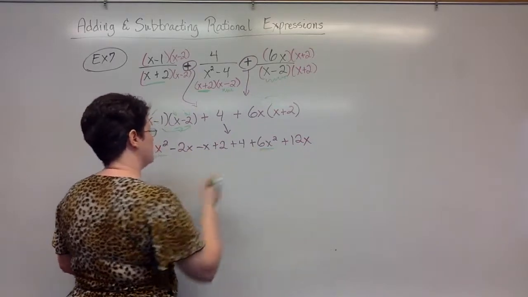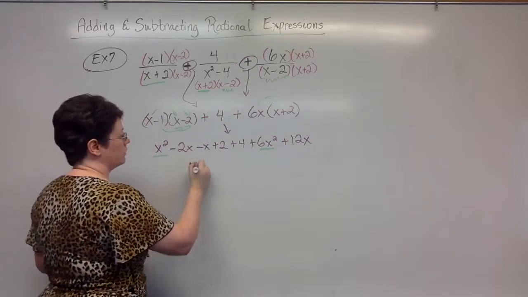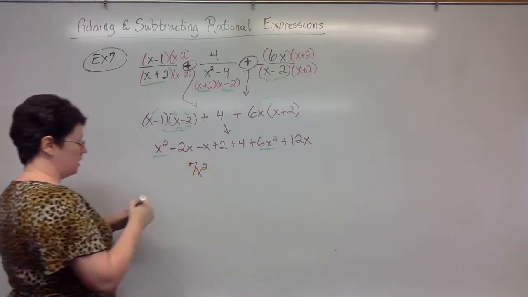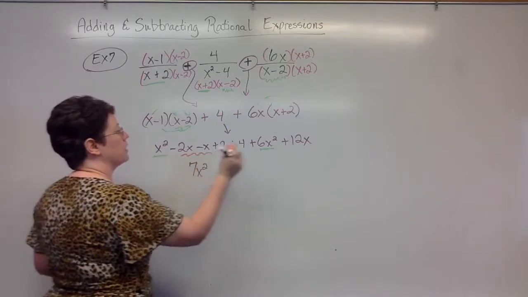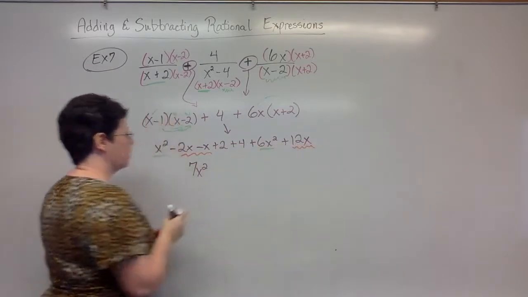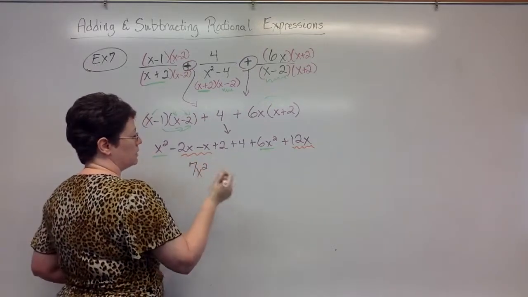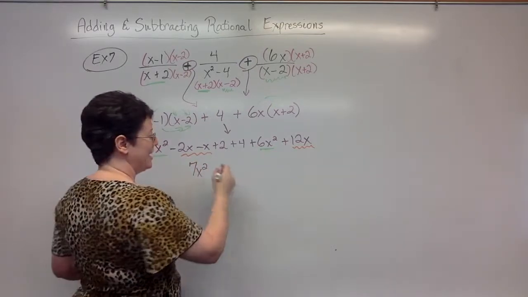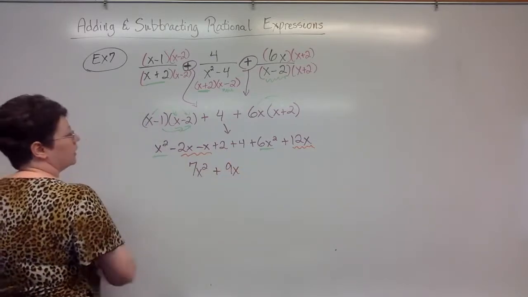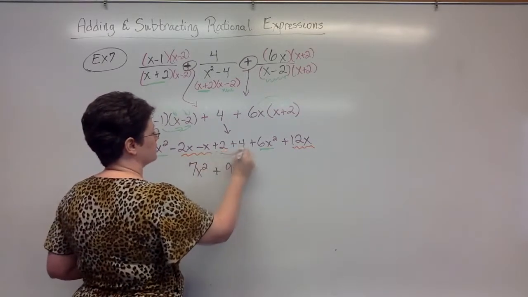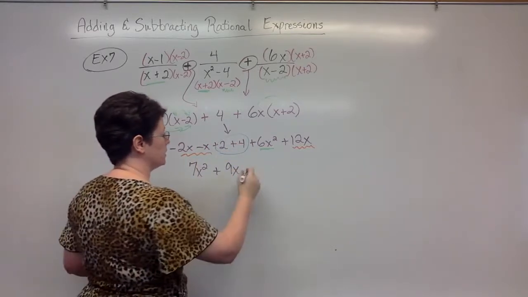X squared's got to combine like terms. I have an x squared and a 6x squared. That gives us what? 7x squared, very good. Now we have the fun stuff. We have a minus 2x, a minus x, and a plus 12x. Okay, so this is minus 3. 12 minus 3 is 9. So I have 9x. And then I have my constants. 2 plus 4, 6.